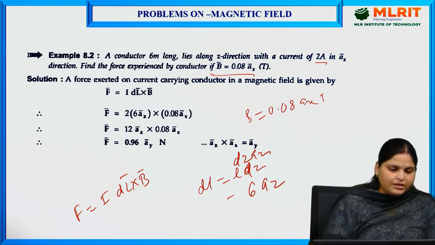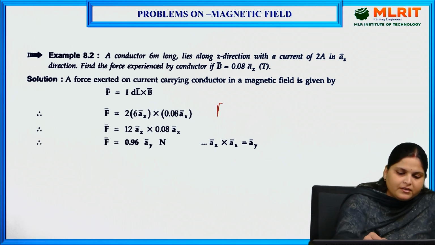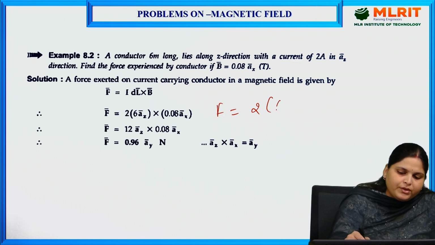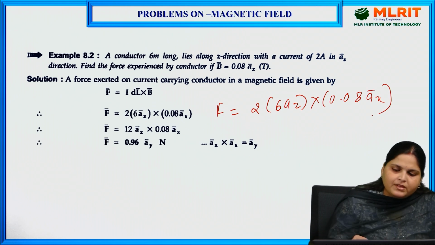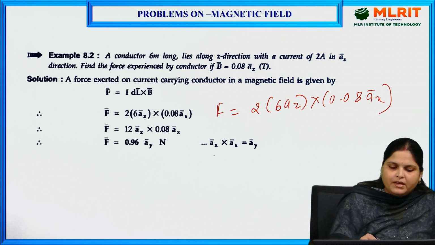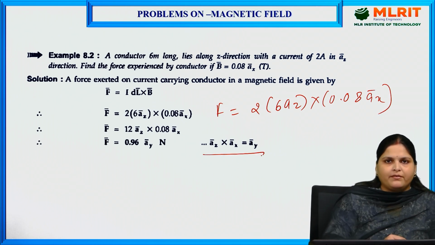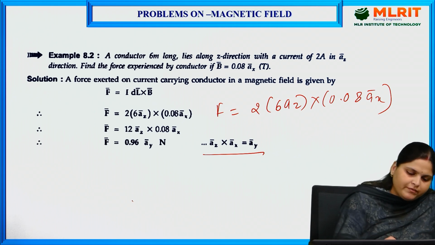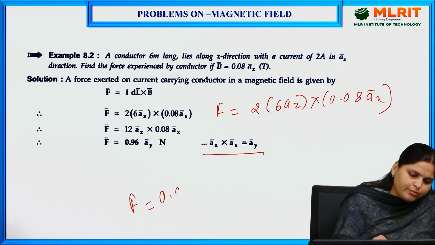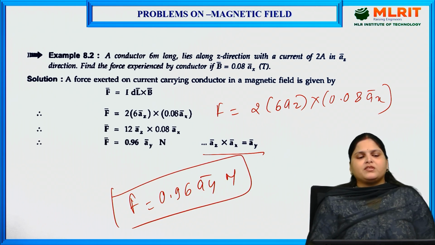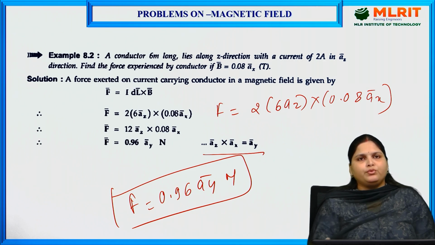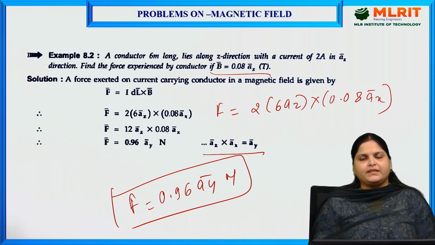We can put it into this formula and this will become 2 into 6 az cross 0.08 ax. The cross product of az and ax is ay. When we further solve it, we get force is equal to 0.96 ay Newton. This is the force experienced by the conductor due to this field.